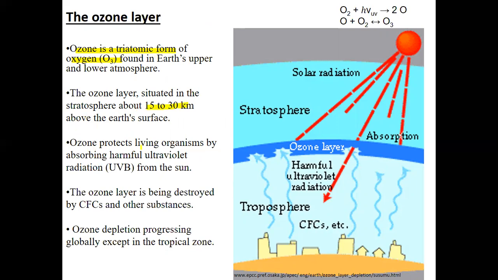Ozone protects living organisms by absorbing harmful ultraviolet B radiation from the sun. The ozone layer is being disrupted by man-made compounds such as chlorofluorocarbons and other substances, halons, bromine compounds like that. Ozone depletion is progressing globally except in the tropical zone.